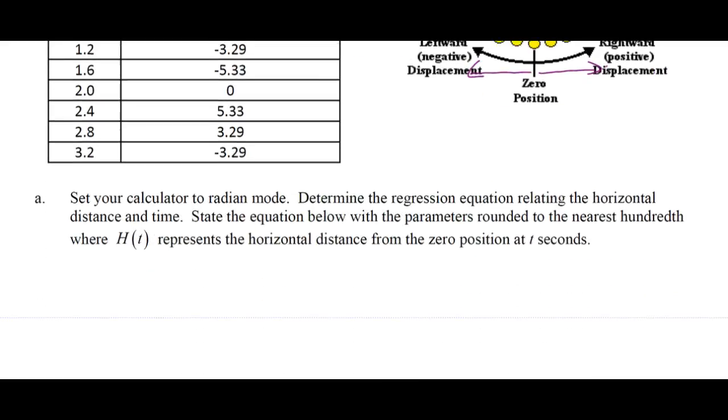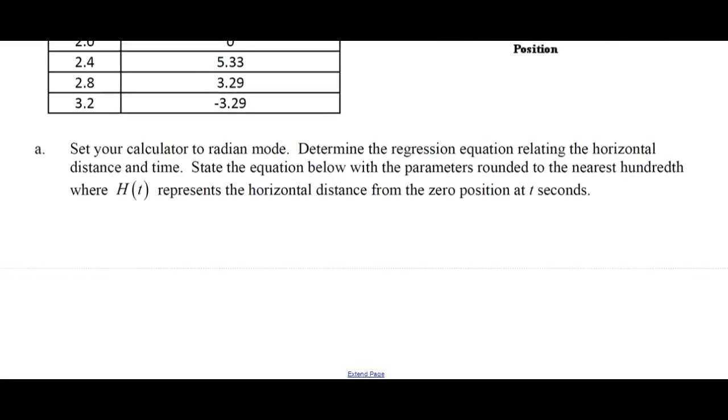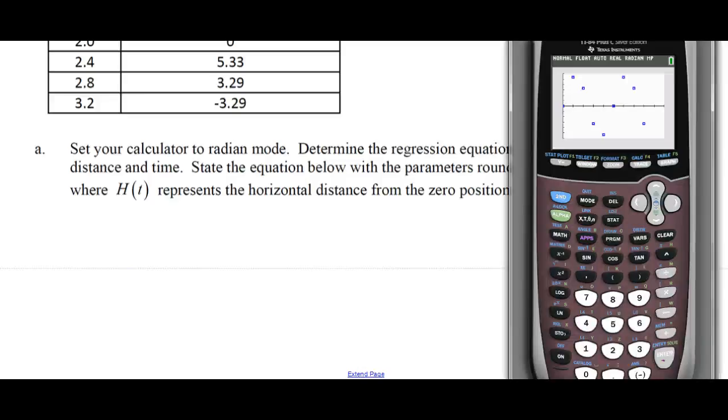It says determine the regression equation relating the horizontal distance and time. State the equation below with the parameters rounded to the nearest hundredth, where h of t represents the horizontal distance from the 0 position. Okay, so we go to stat, over to calc. Sine reg is near the bottom, so just arrow up. You want a sine reg, sinusoidal regression. Hit enter. You get here iterations 3. Just leave that. X list L1.